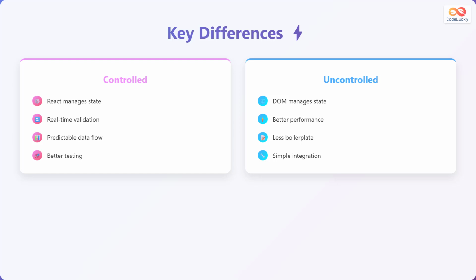On the right, we have uncontrolled components. Here, the DOM manages the state. This often results in better performance and less boilerplate code, allowing for simpler integration. Choosing the right type depends on your specific needs.